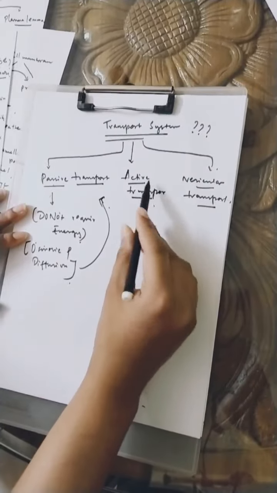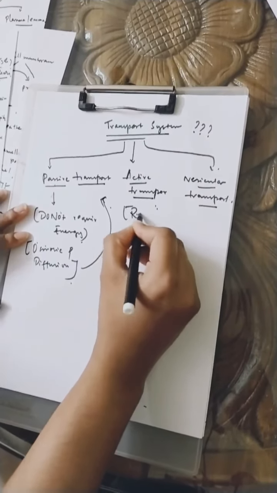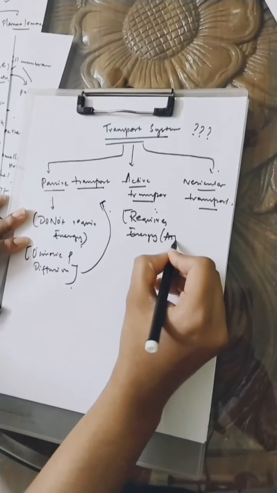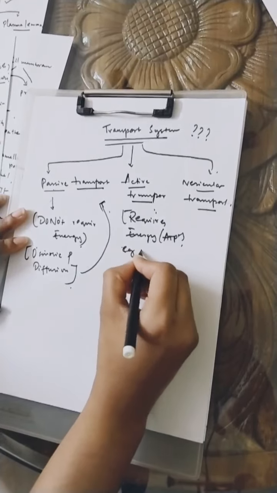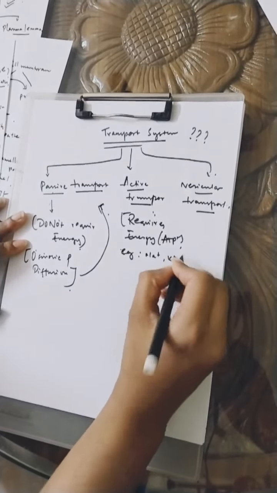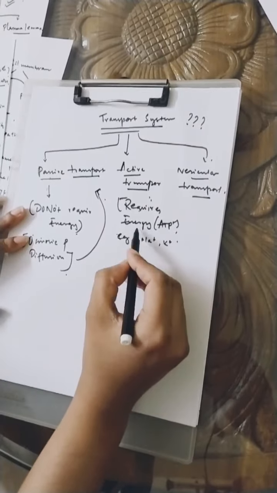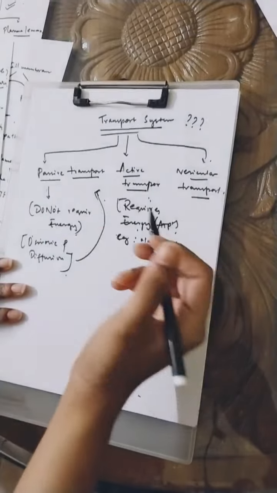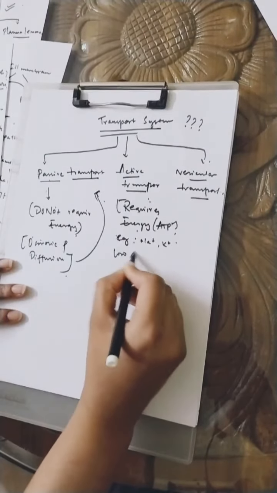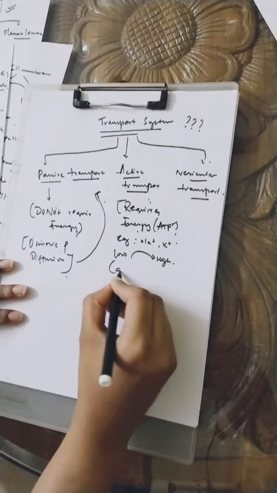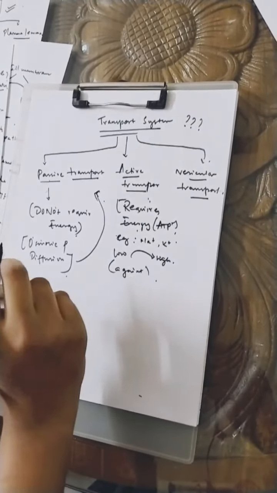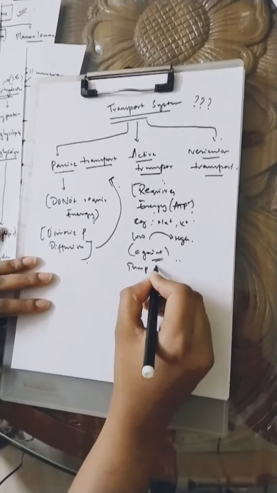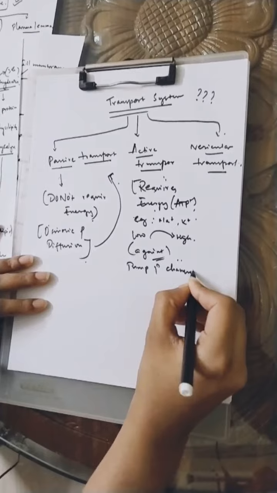In active transport, energy is required in the form of ATP. Examples are the sodium pump and potassium pump. It requires energy because, to fulfill its requirements, substances sometimes move from a region of lower concentration to higher concentration, against the concentration gradient. This movement is carried out by pumps and channels, mostly pumps.